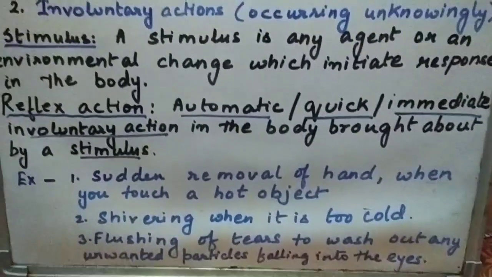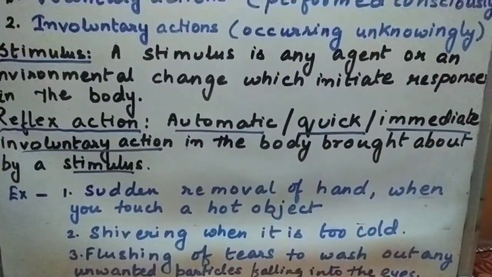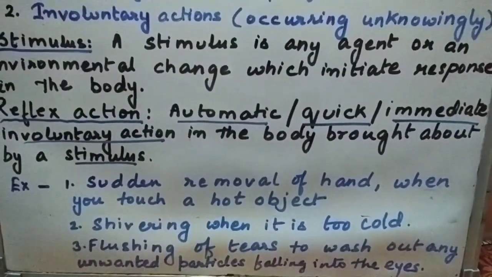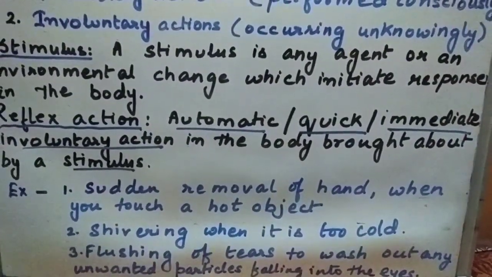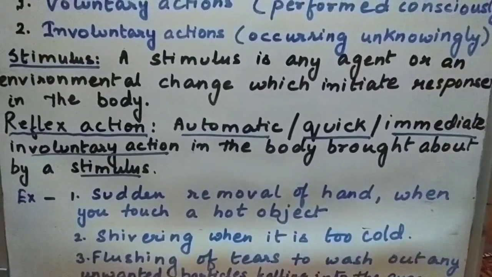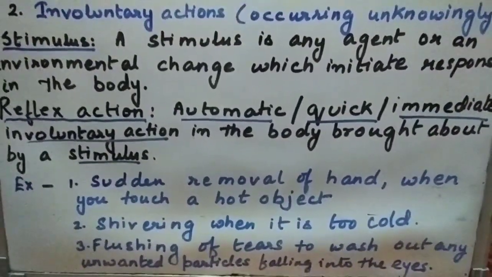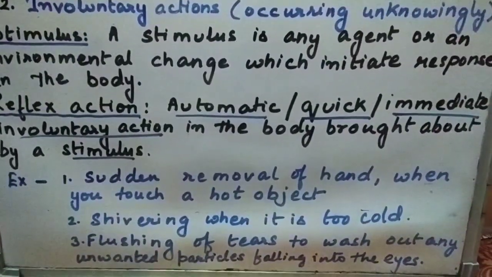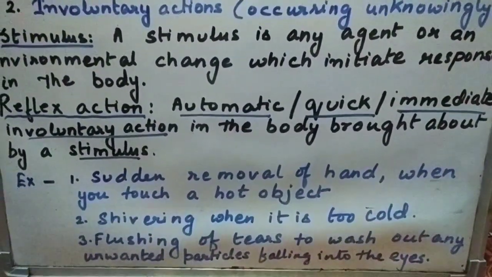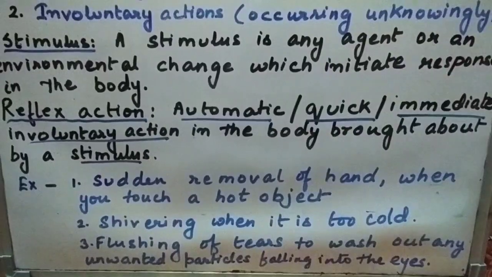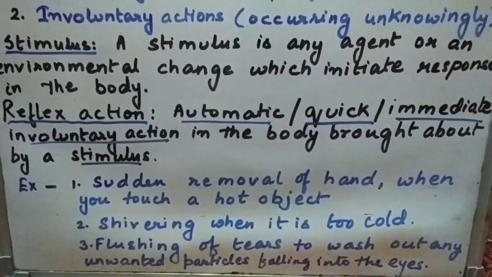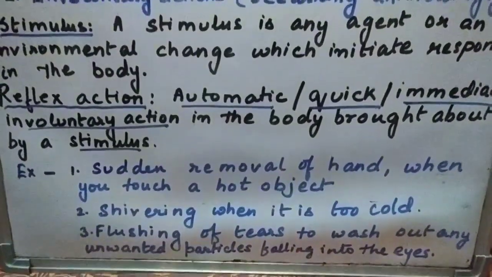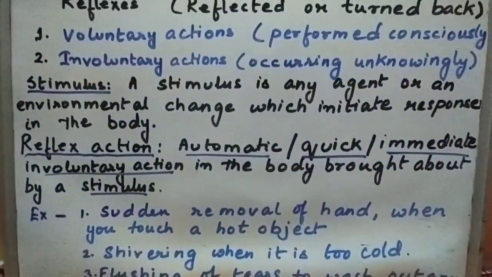For example, it can be sudden removal of your hand when you touch a hot object. You don't think, you don't wait, your hand gets burned and then you just remove it. Second, shivering. You are shivering, you are clattering your teeth when it is too cold. That is also a kind of reflex. Flushing of tears. Tears falling from your eyes to wash out any unwanted particles falling into the eyes. So these were some examples of reflex action.